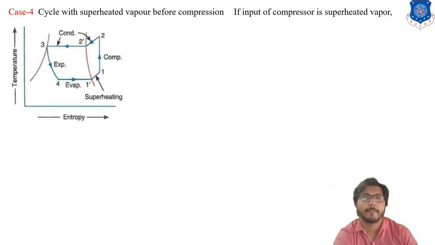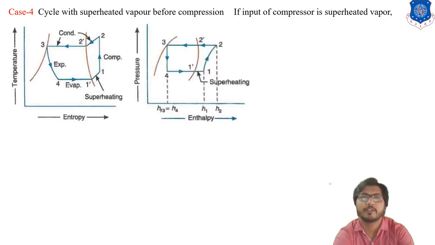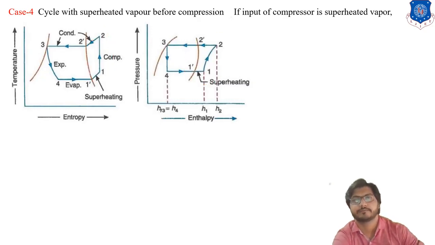This is point 1 entering the compressor, lying outside the dome. This is our dome, this is our TS diagram. This point 1 is entering the compressor in the superheated phase. So this is our pH chart, because points 1 and 2 lie outside the dome, that's why in the pH chart they are also outside the dome.